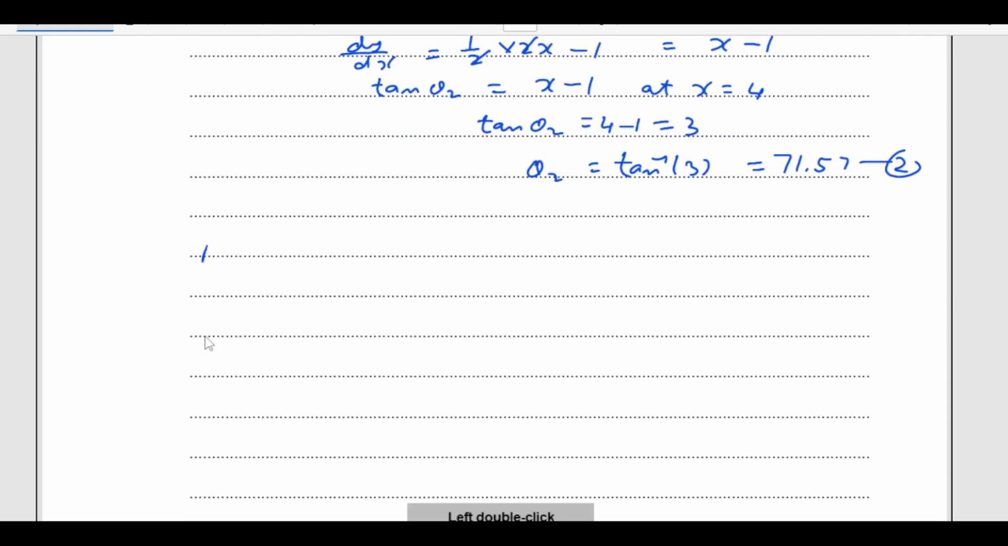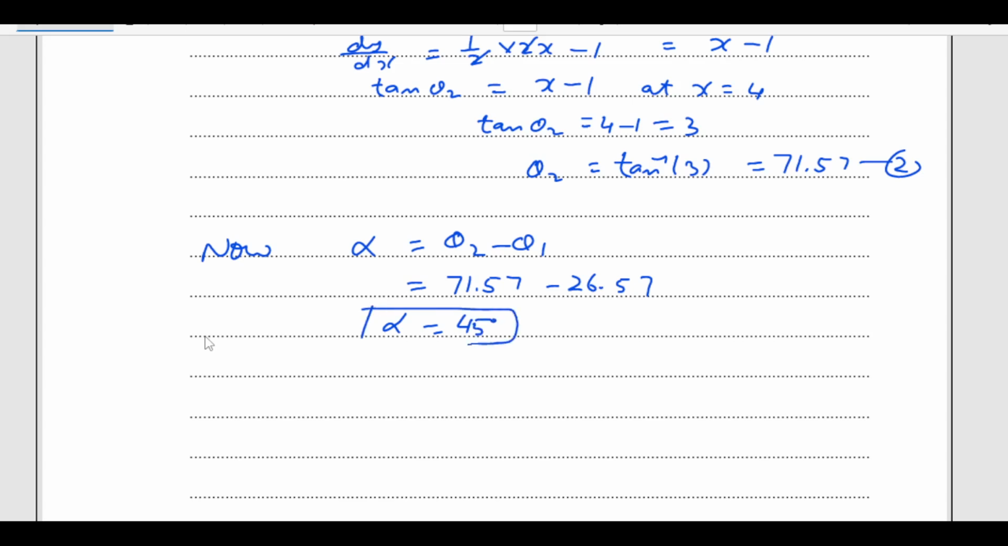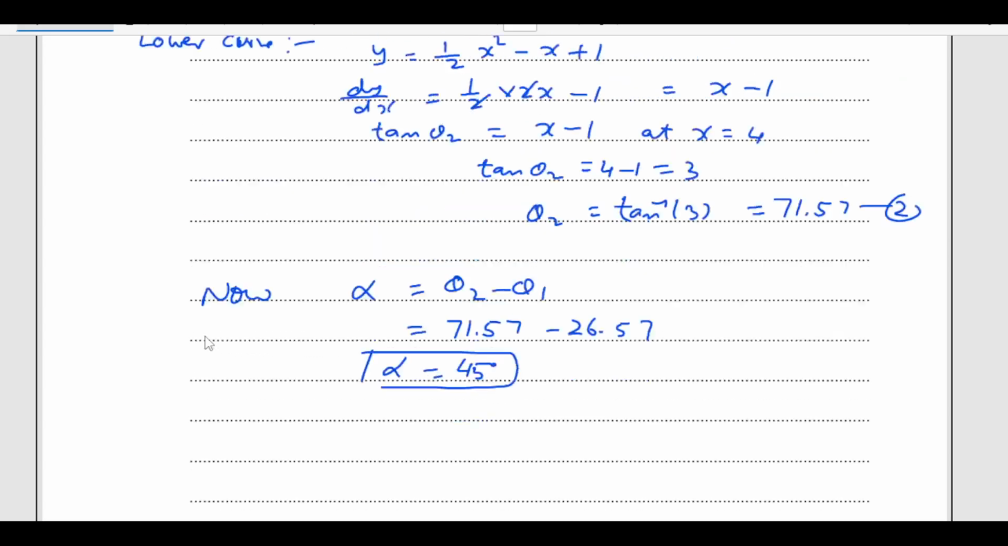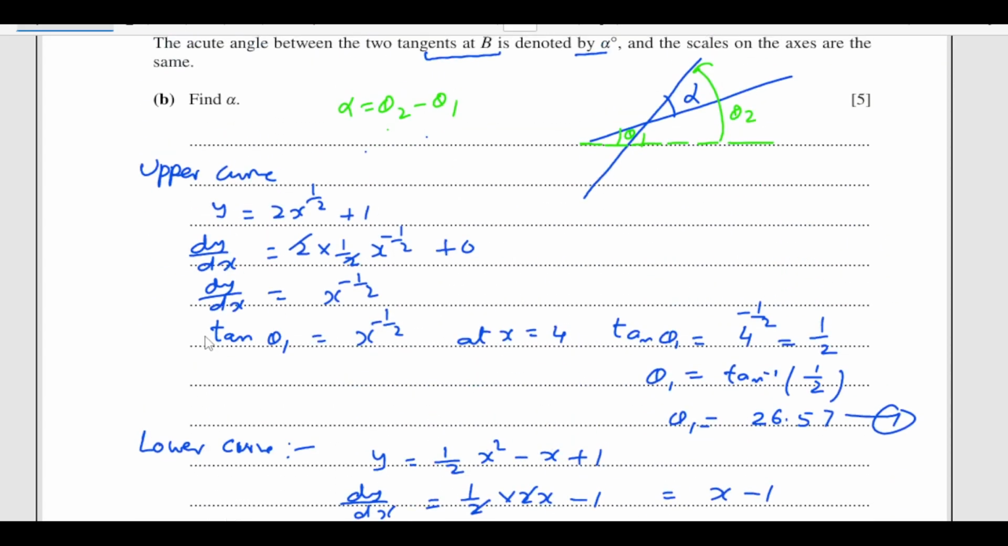So now we are looking for alpha. So alpha is theta 2 minus theta 1, which is 71.57 minus 26.57. So which is 45 degrees, right? So that's it. That's how we can figure it out.